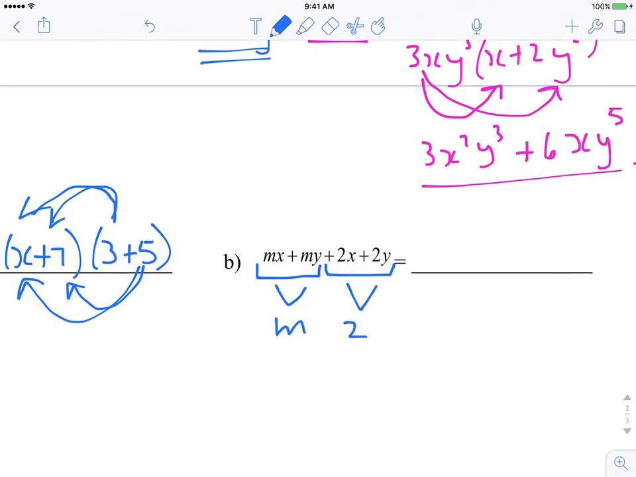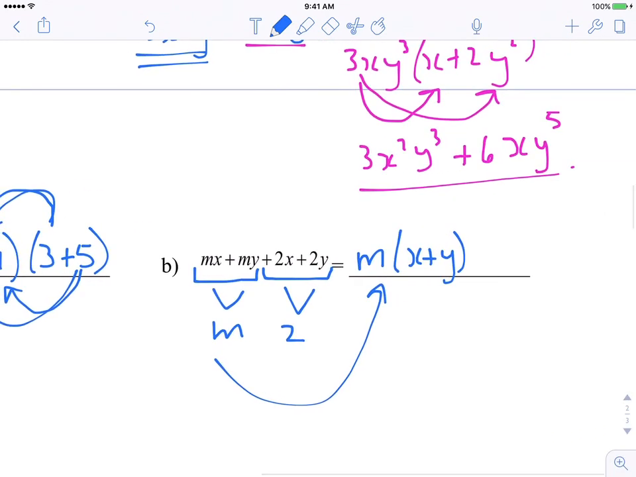So what I'm going to do for the first set, I'm going to take an m out. So I'll have m times x plus y. And for the second term, I'm going to take out a positive 2, and if I take a positive 2 out, I end up with x plus y. And if you look at that, 2 times an x is 2x, and 2 times a positive y is positive 2y.